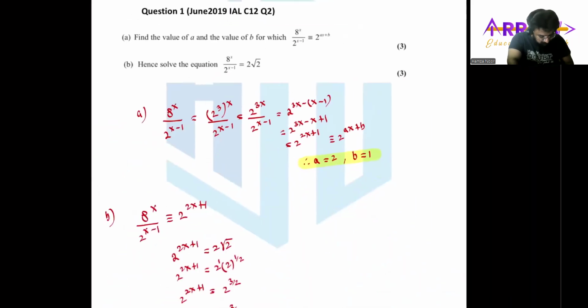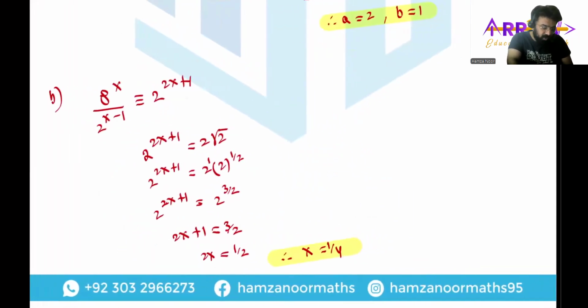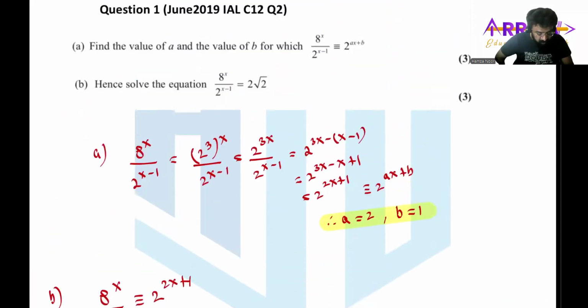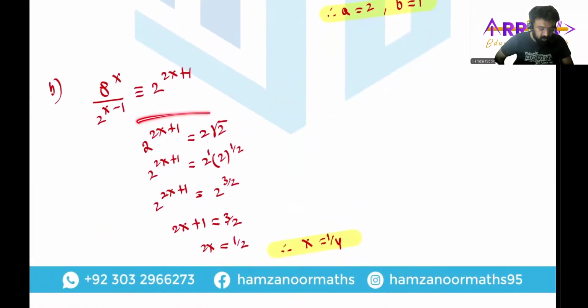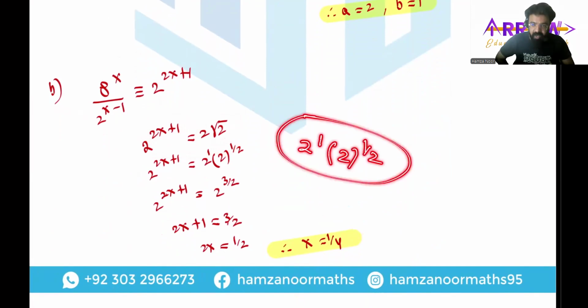As we have proven, 8 raised to the power of x divided by 2 raised to the power of x minus 1 is exactly identical to 2 raised to the power of 2x plus 1. So this means that when this is equated with 2 root 2, we need to solve this equation in indices: 2 raised to the power of 2x plus 1 is equal to 2 root 2. Now 2 root 2 is exactly the same thing as 2 raised to the power of 1 multiplied by 2 raised to the power of half.